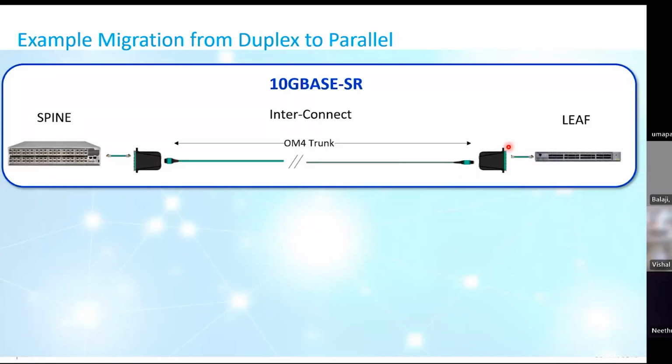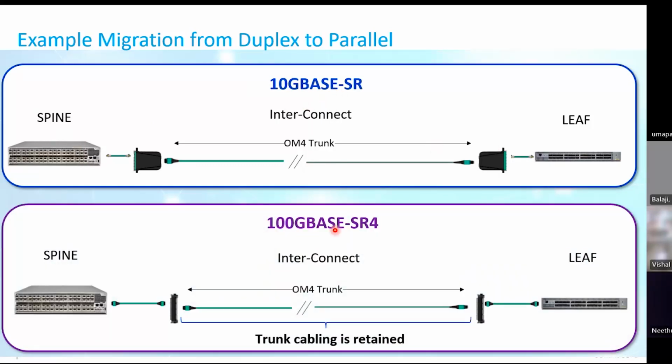With the help of an LC patch cord, you are able to connect. Today you may connect 10 gig connectivity between these racks. Tomorrow, if you want to convert it to 100 gig, where parallel transmission is required, you can remove these MPO cassettes, put in the adapter, and start using the MPO connector with the same trunk cable. So you don't need to change the entire connectivity.